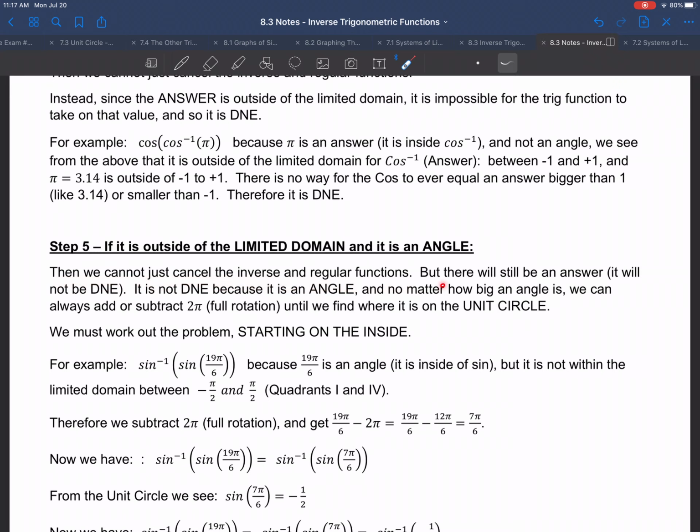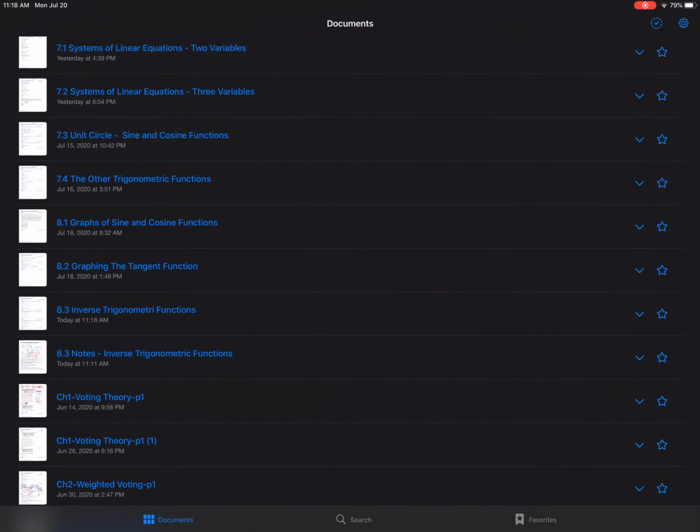We already said that. But there will still be an answer. It won't be D and E. Why not? Because it's an angle, and no matter how big an angle is, we can always add or subtract 2 pi full rotations until we find where it is. There's never a problem with angles. Angles can get as big as they want, they just keep going around the circle. So we can figure out that there will be a spot where we can get an answer. We must work out the problem starting on the inside. That's the deal. So we start on the inside, and we just add and subtract full rotations of 2 pi. So that's how we do it.